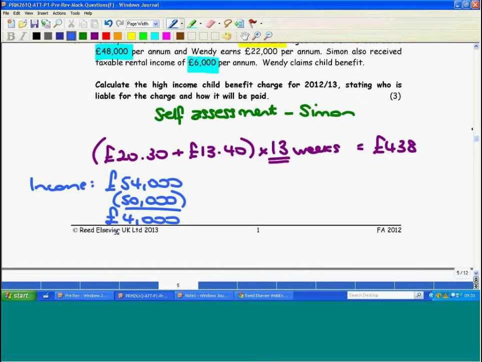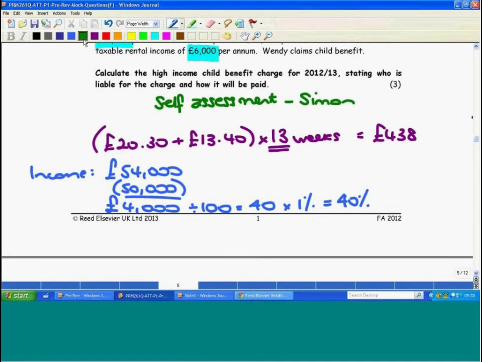Now we then need to look at how many full 100s he is over the 50,000. So if we divide by 100, we get 40. And then we times that by 1%. So basically, you're going to pay a tax charge of 1% for every £100 you are above that threshold. So we're going to have a tax charge of 40%.